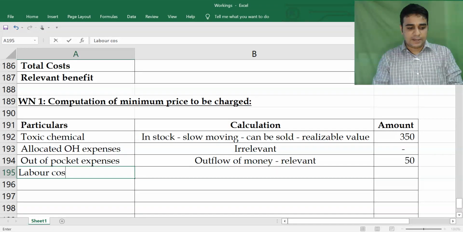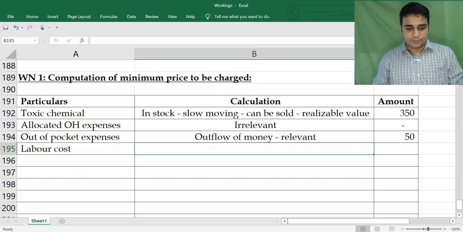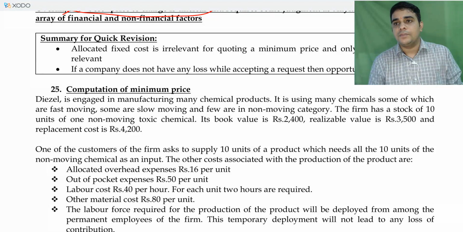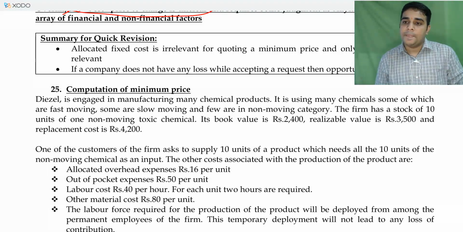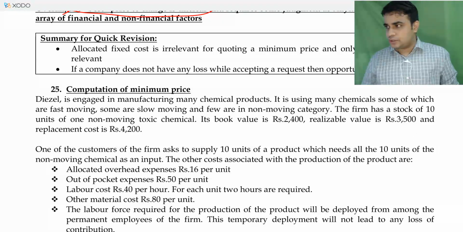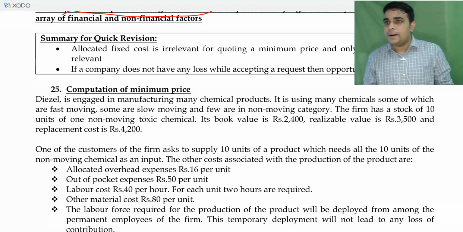Labor cost, there is an explanation given below. Read that and let me know. Labor is available, idle and cannot be terminated. There is no assumption also, the word permanent is used there.